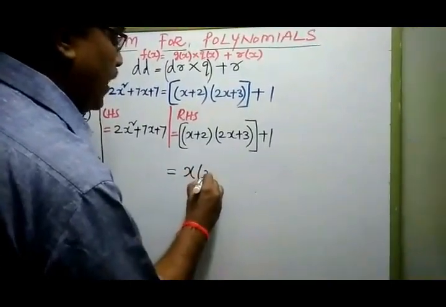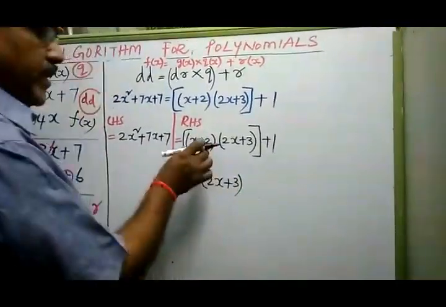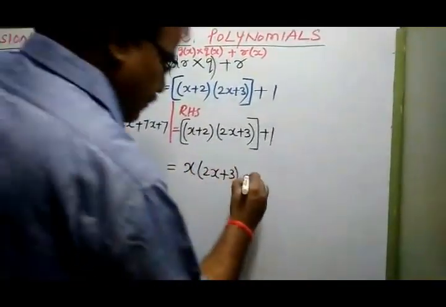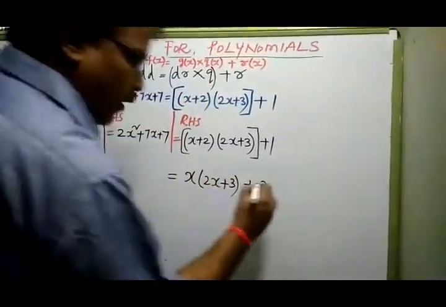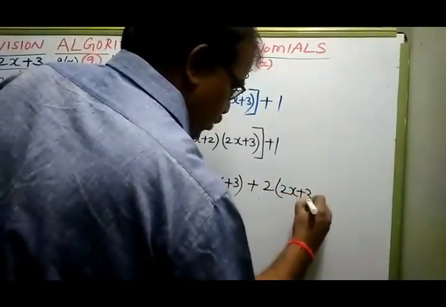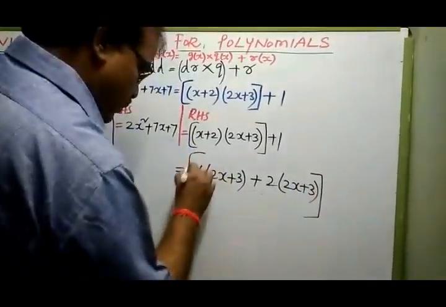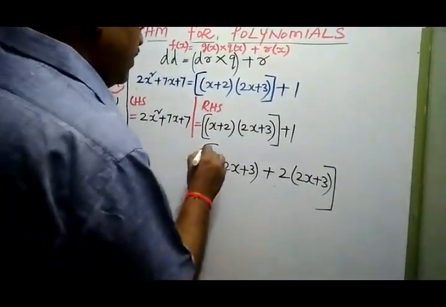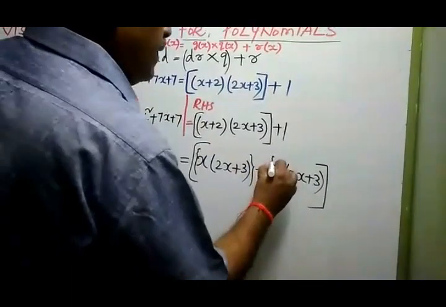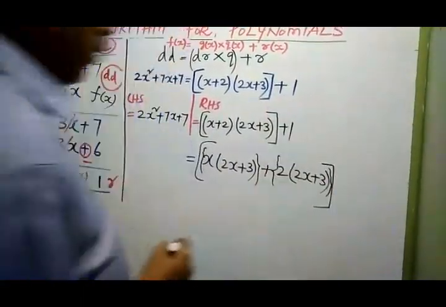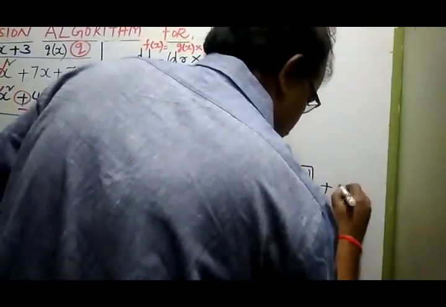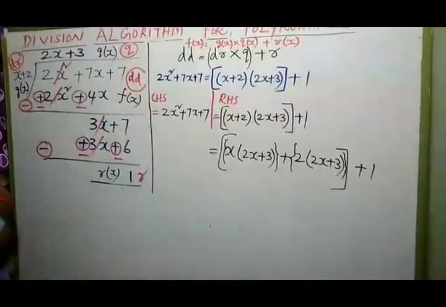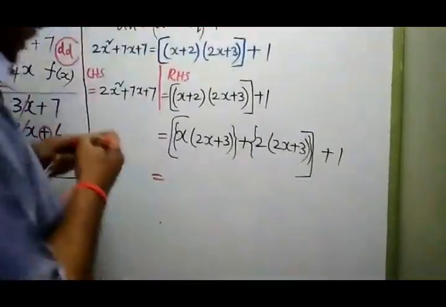x of 2x plus 3, plus 2 of 2x plus 3. What is the first one? x of 2x plus 3, plus 2 of 2x plus 3, and plus 1 is common.